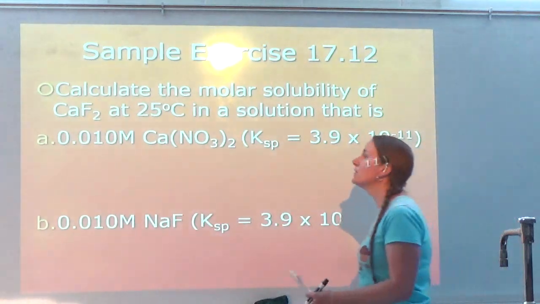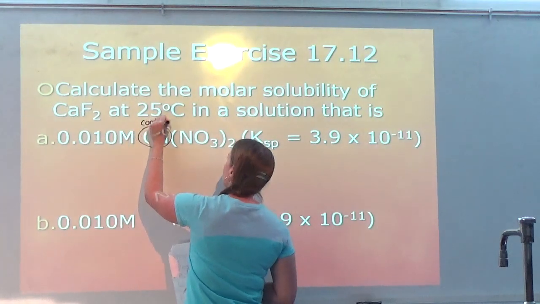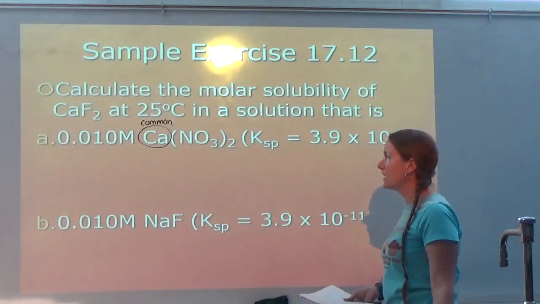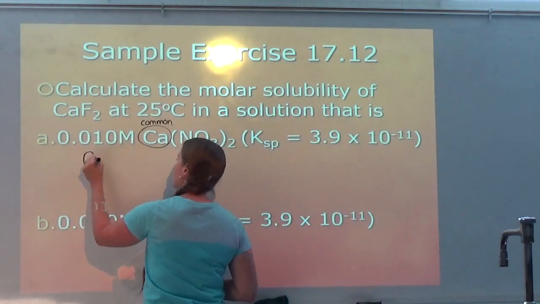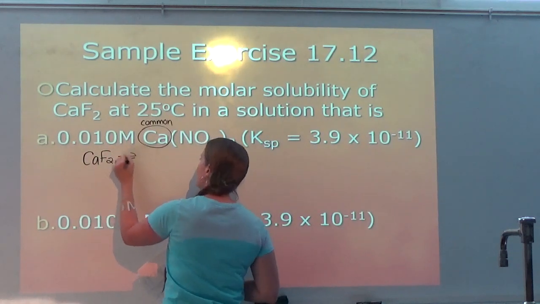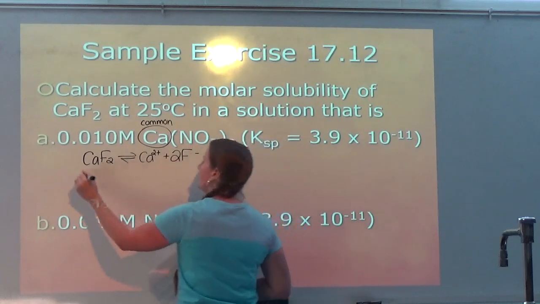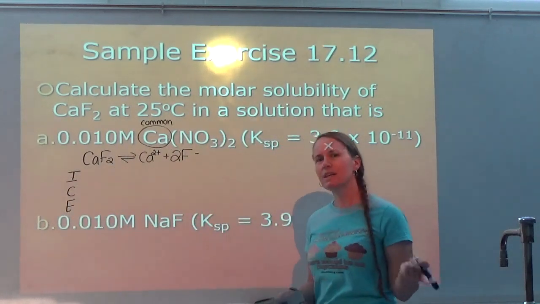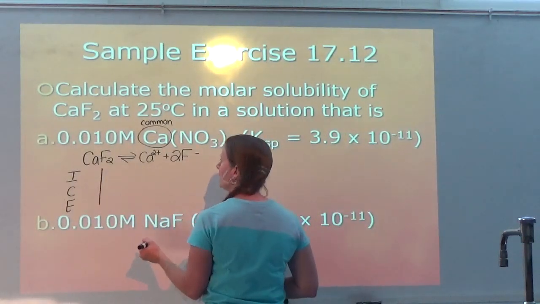So first thing I have to do is notice this is the common ion. NO3 is not in CaF2, so it doesn't affect it at all. And it gives me the KSP right here. So I write my reaction: CaF2 splitting up into Ca positive 2 and 2F minus. I'm going to start dropping the solid and aqueous. If you see ionic charges, you know it's aqueous. We are not interested in the solid.